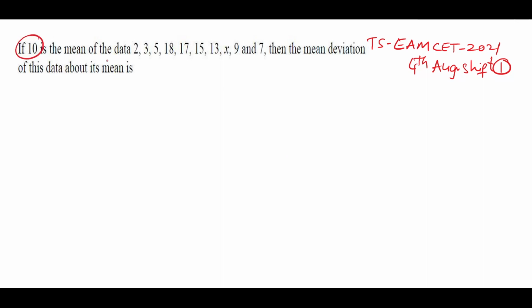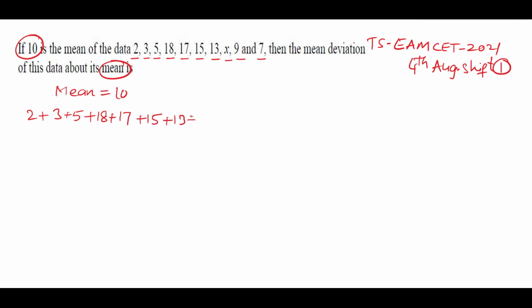If 10 is the mean of the data 2, 3, 5, 18, 17, 15, 13, x, 9, 7, then the mean deviation of this data about its mean is dash. So here the mean is given, that is mean is equal to 10. Given data has 10 numbers. That is, 2 plus 3 plus 5 plus 18 plus 17 plus 15 plus 13 plus x plus 9 plus 7 by 10 is equal to 10.